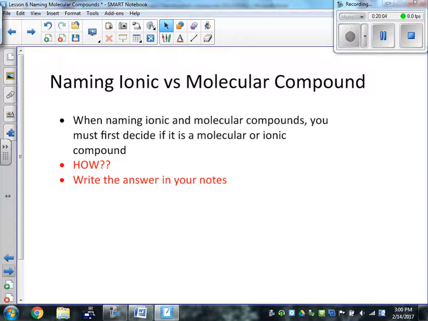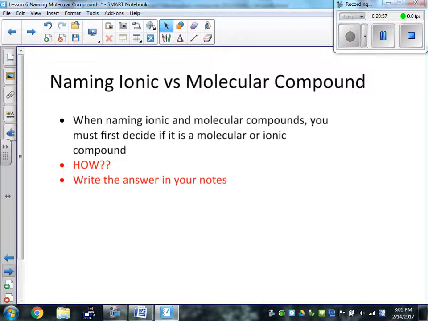When naming ionic and molecular compounds, you must decide if it's molecular or ionic. How do you decide? If it's a metal and then a non-metal, it'd be ionic, right? If it's two non-metals, non-metal, non-metal, molecular, right? How else can you tell? What if I had the name of that compound written out? Yeah, prefixes are for molecular, right? You wouldn't be using prefixes with ionic, so that's the difference there as well.